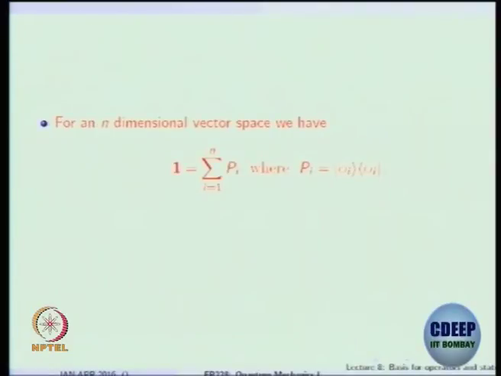Okay. So, for an n dimensional vector space, you could write n projection operators, and the sum of those projection operators will turn out to be 1. If it is not 1, what does it mean? Suppose it is not 1. Excellent. So, you have not spanned the whole space, and you have not found the complete set of basis states, right.